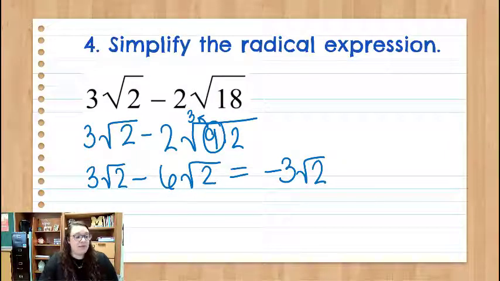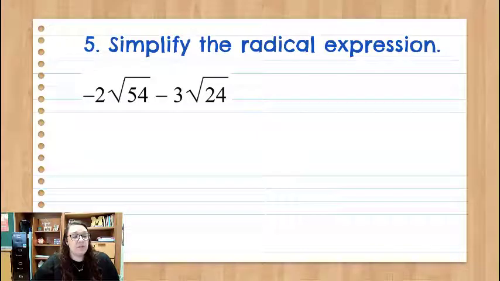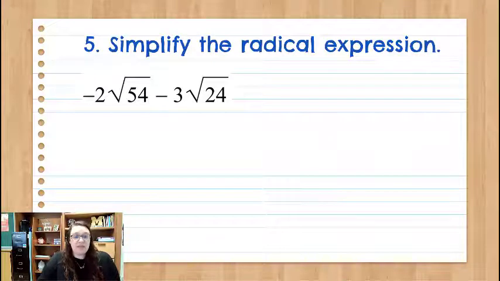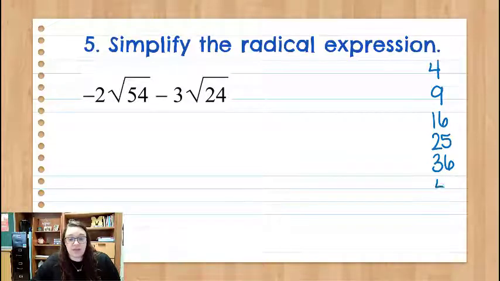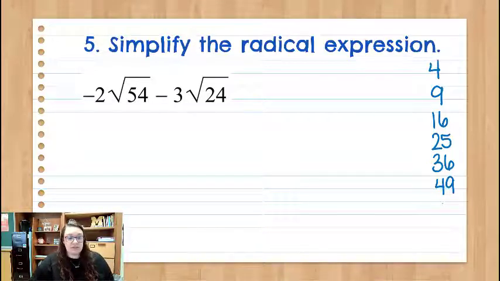Let's look at number 5. On this one, root 54 and root 24 both need to be simplified. Let's go off and do that. I'm going to give ourselves our list of factors this time. We have 2 squared is 4, 3 squared is 9, 4 squared is 16, 5 squared is 25, 6 squared is 36, 7 squared is 49, and I think that's as far as I can go because the next one will be too high. So let's use this list first with 54.